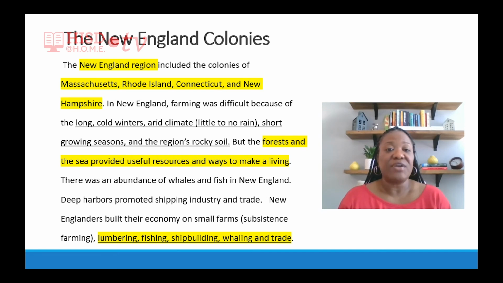There was an abundance of whales and fish in New England. Deep harbors promoted fishing industry and trade. New Englanders built their economy on small farms and lumbering, fishing, shipbuilding, whaling, and trade. Okay, so that's New England.